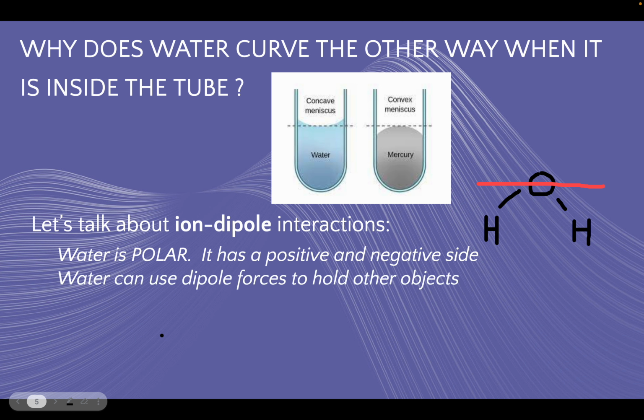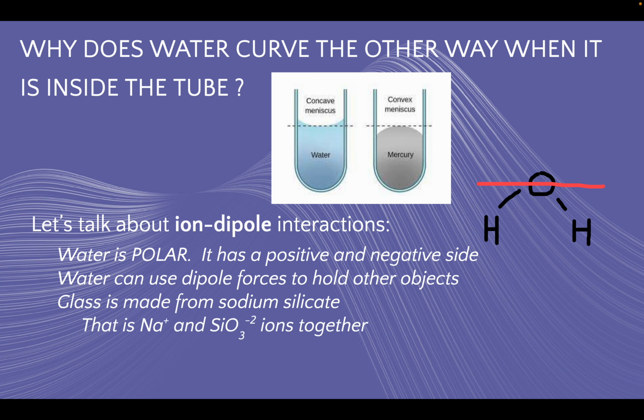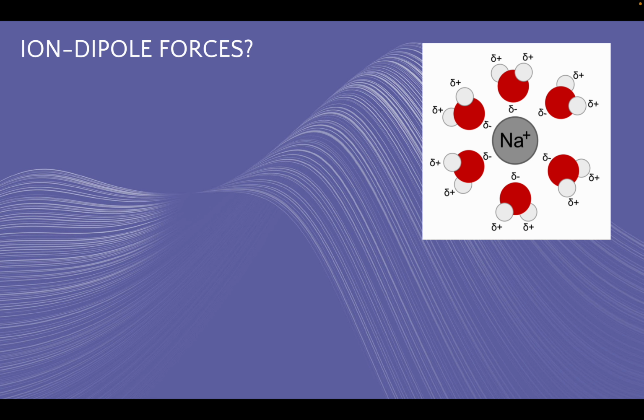All right. Water can use dipole forces to hold other objects. Glass is made from a substance called sodium silicate, and that means that we have sodium ions and we have silicate ions stuck together. So we have the two combinations: we have a polar molecule and we have a bunch of ions. So we can have ion-dipole interactions.